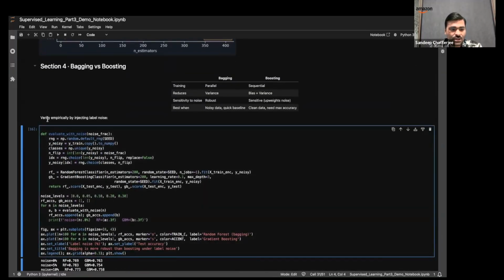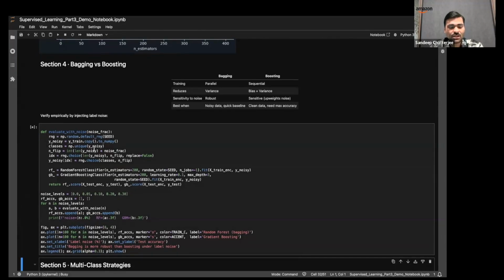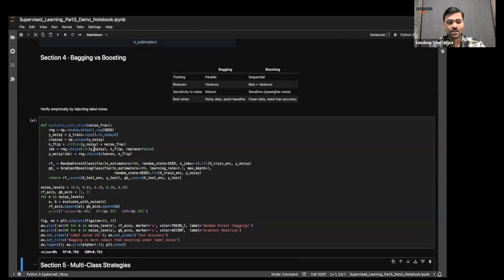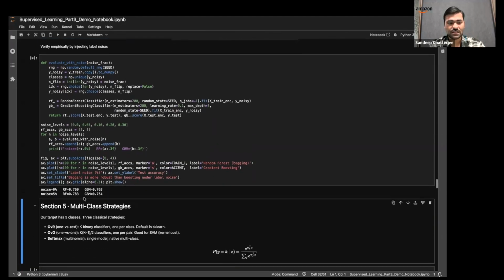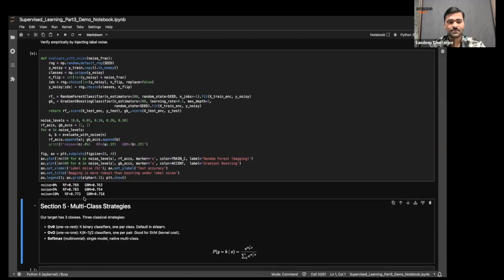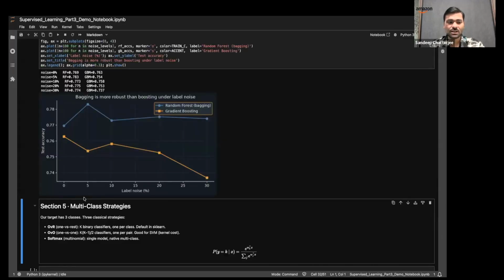Here we are running a control experiment where we inject label noise randomly, so that it randomly flips some labels, and we measure how much each method degrades. The key insight is that bagging or random forest will be more robust to noise because the noisy samples get diluted across many bootstrap samples. On the other hand, boosting will be more sensitive because it deliberately focuses on hard examples, and the noisy labels that we inject are actually the hard examples.